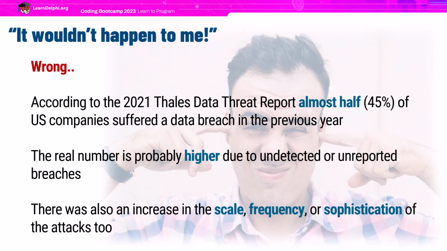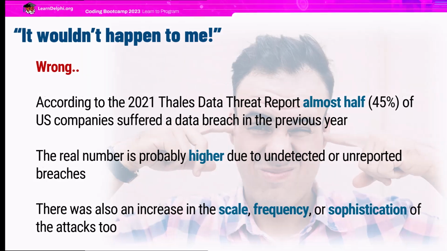And also, according to that Thales data threat report, there was an increase in the scale, frequency and sophistication of the attacks too. So not only were they happening to 50% of people, but as time went on, they actually got worse, and the amount of data that was breached and the way that it was breached, the sophistication of those breaches, increased as well.